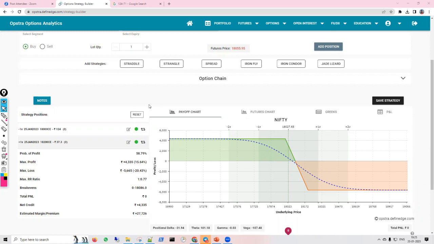Why can't you buy a higher strike CE? Okay, so see, right now our assumption is the market is going to fall. So your question should be, why can't I buy a PE? Yes, we can buy PE.